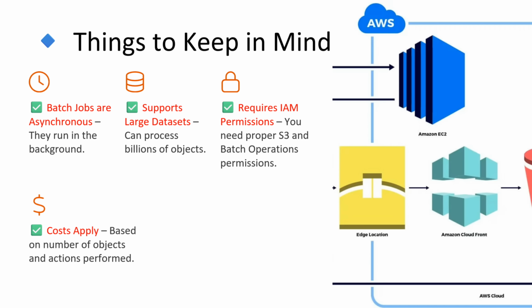Things to keep in mind. Batch jobs are asynchronous. They run in the background. Supports large data sets. Can process billions of objects. Requires IAM permissions. You need proper S3 and Batch Operations permissions. Costs apply based on the number of objects and actions performed.